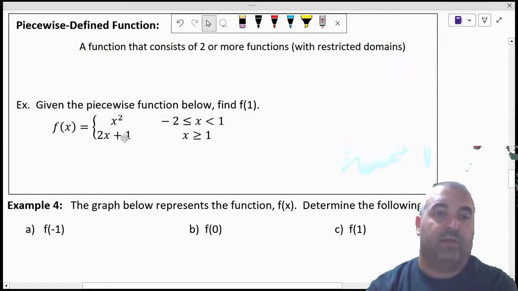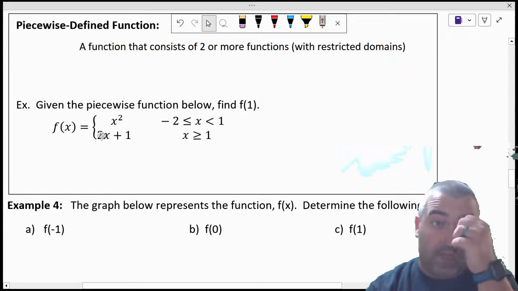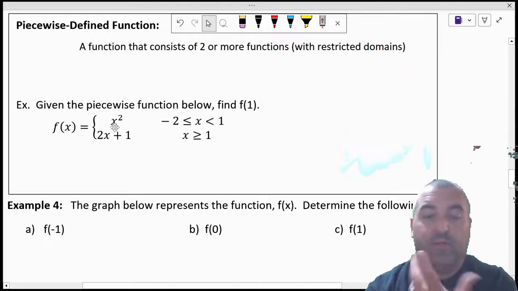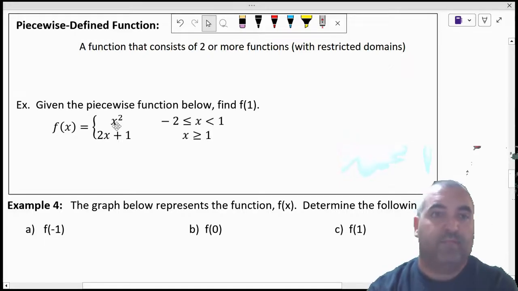So we have this piecewise function. You'll notice it's f of x, it's a function, equals, so that notation has not changed. But we get this big old braces here. And then here we have two functions in our piecewise. There could be thousands if you wanted. But we have two separate functions, and then we have their restricted domains.